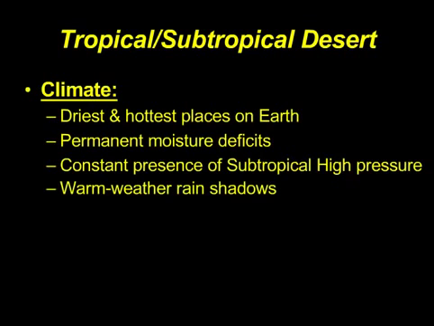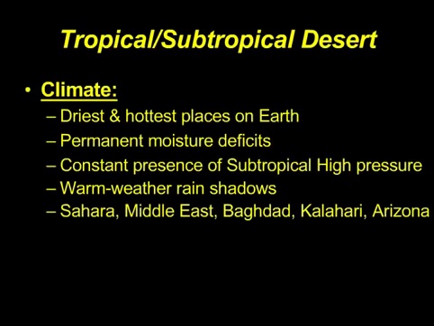Also, you'll find these in warm weather tropical areas that have mountainous areas with rain shadow effects. And so you'll see this in the Caribbean and parts of Africa and Asia as well. Where would we find the tropical, subtropical deserts? We find, of course, the Sahara, the Middle East, Baghdad for those veterans, Kalahari for those veterans, and then, of course, Arizona in the American Southwest. So in sum, about 1/3 of Earth's surface is a tropical or subtropical desert.